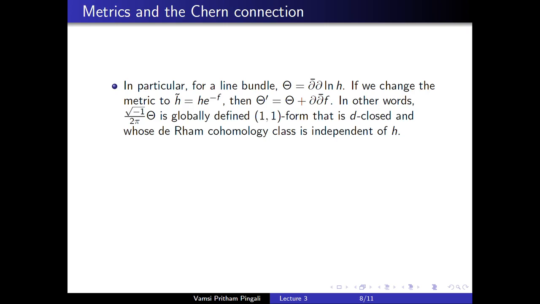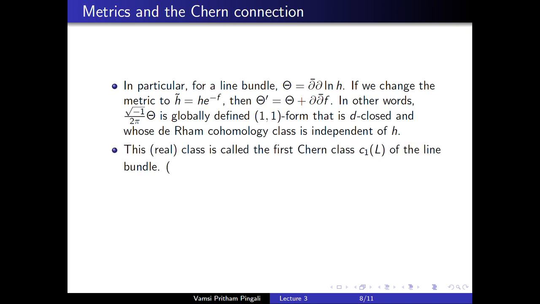if you give me any holomorphic line bundle, you can always find a Hermitian metric on it by a partition of unity. So if you give me any holomorphic line bundle, you have a very natural cohomology class associated to it. That's called the first Chern class. How do you compute it? You choose your favorite Hermitian metric, compute its curvature, take square root of minus 1 over 2 pi times the curvature. The cohomology class of that form is the first Chern class.